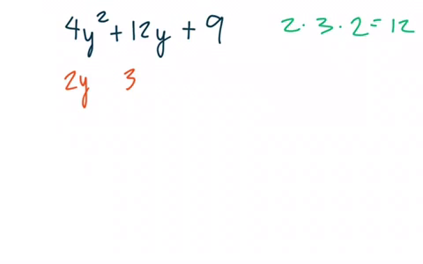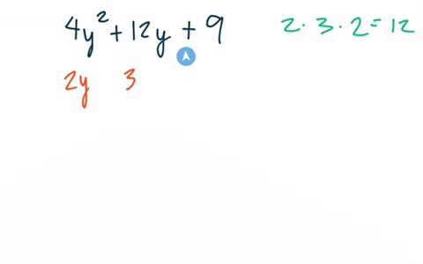But now we have to determine what we're going to have here. Is that going to be 2y plus 3 or 2y minus 3? What do we have going on? The first thing I look at right here is that this term is positive. So it can only be one of two things: it can be two negatives or it can be two positives, right?